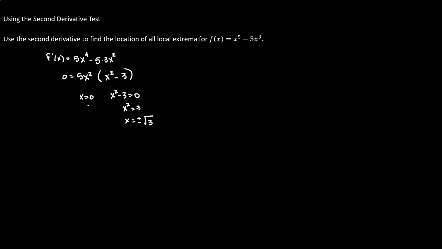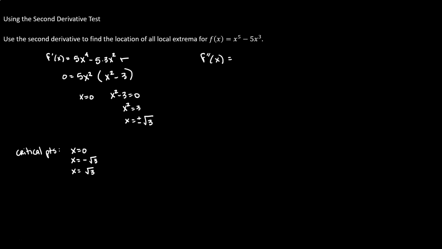So we found our critical points. There's 3 of them. They happen at x equals 0, at x equals negative root 3, and at x equals positive root 3. Now in the first derivative test, we would pop these onto a number line, create the subintervals, and then look at the sign of the first derivative. But we're asked to use the second derivative test. So we're going to calculate our second derivative.